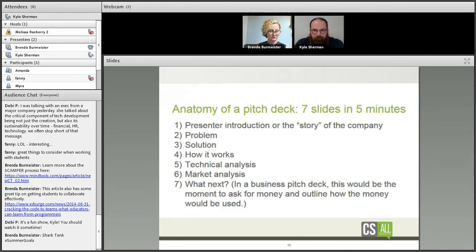We have a breakout here of that pitch deck. Let's say you're going to have them do final presentations. You have about 7 slides, give them 5 minutes. They introduce the story, the problem, the solution, how it works, technical analyses, market analyses, and what's next. What's great about doing this is it helps them develop those soft skills, those presentation skills. It really forces them to know what they're talking about.